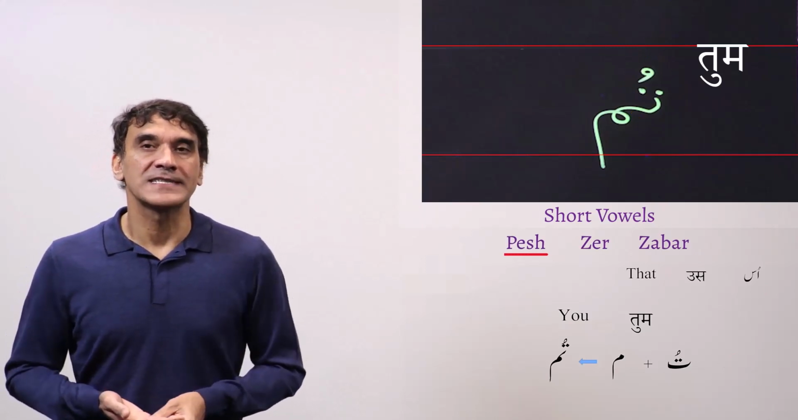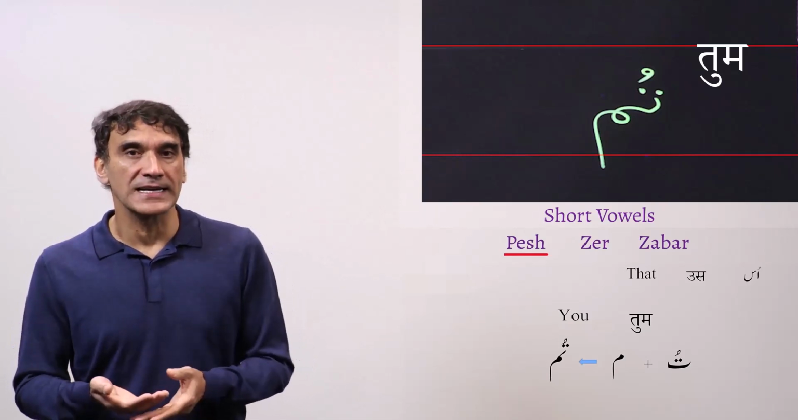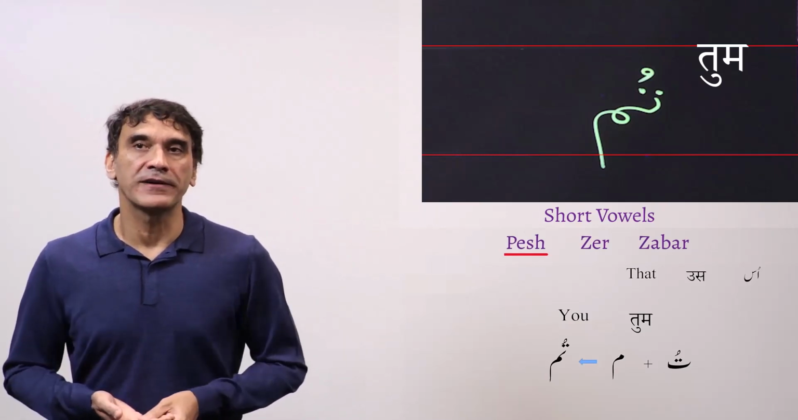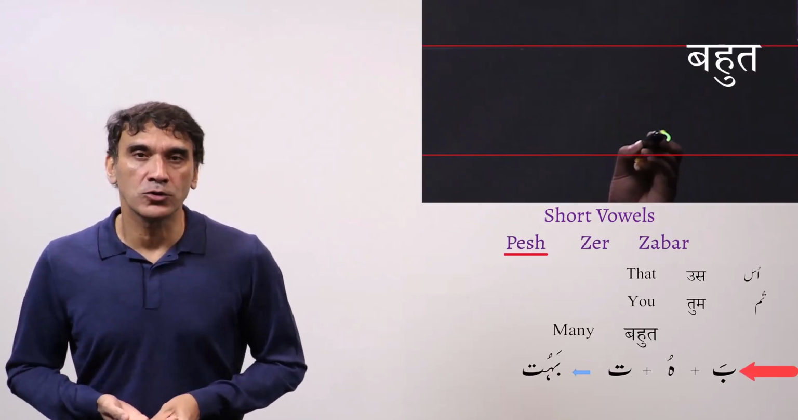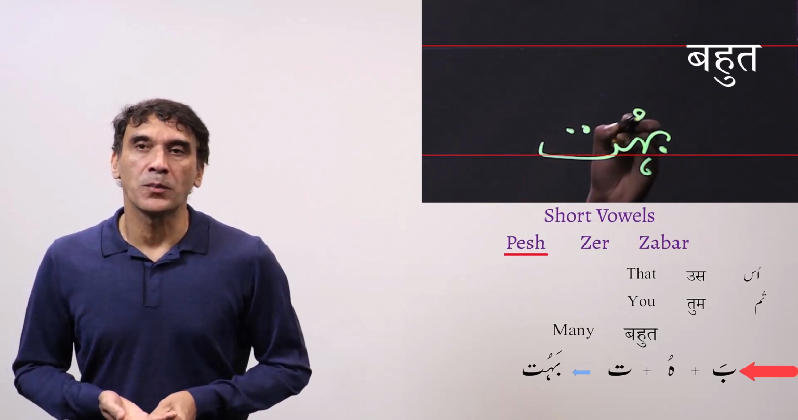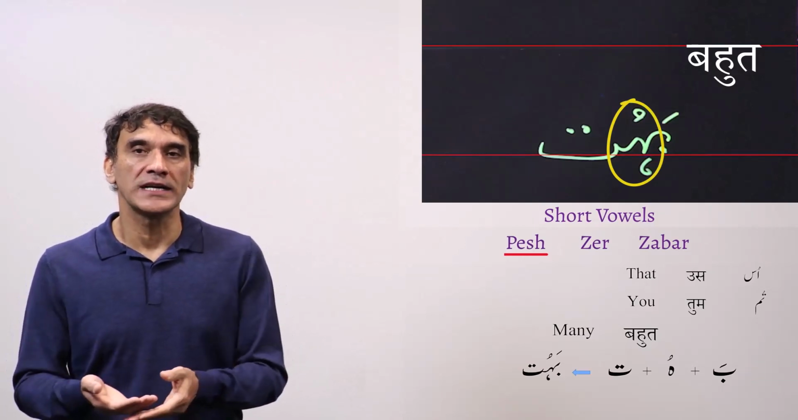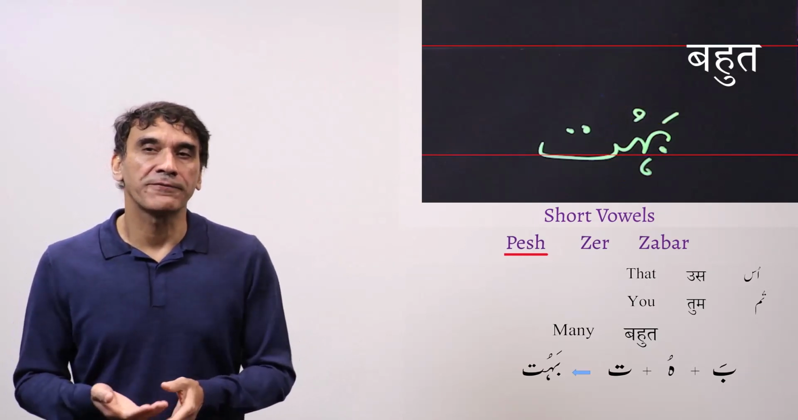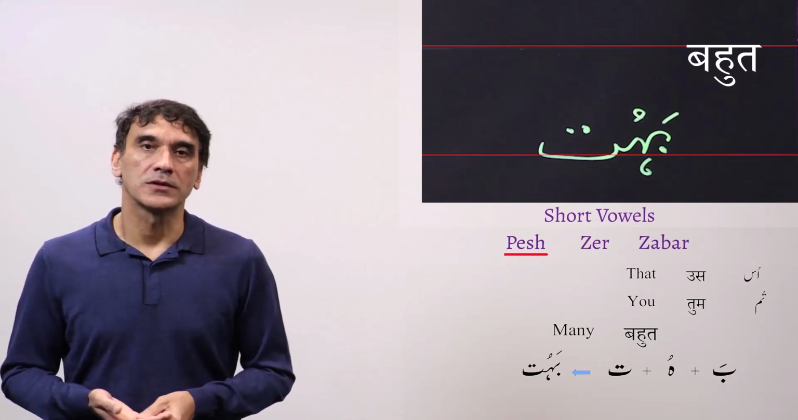The first letter here is Te, so it will take the initial form and will connect to Mim, which is the last letter. So Mim will take the final form, Tum. The next word is Bahut, meaning a lot, many. The first letter is Be, so Be Zabar Ba. The second letter is Choti He, so Choti He Pesh Hu. And the final letter is Te, so Bahut, Bahut.